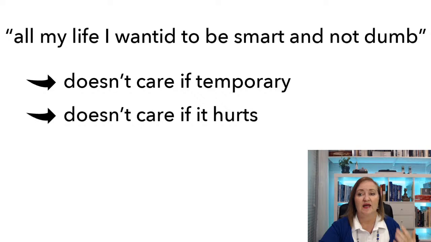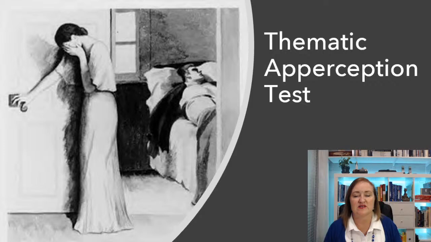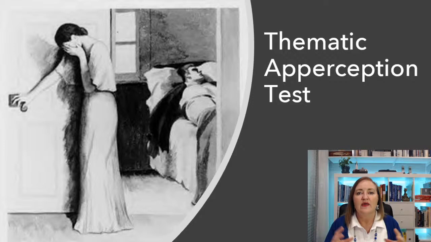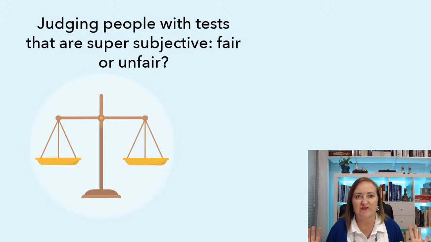So another test that they give him is the thematic apperception test, and that is noted in the story as well. They show you a picture, this is one of the pictures from the test, and they ask you what just happened. They're trying to get you to tell the story, right? And he doesn't do well in this either. He can't do this. All right, so through our lens of fairness, judging people with tests that are super subjective because there's no right or wrong, fair or unfair?